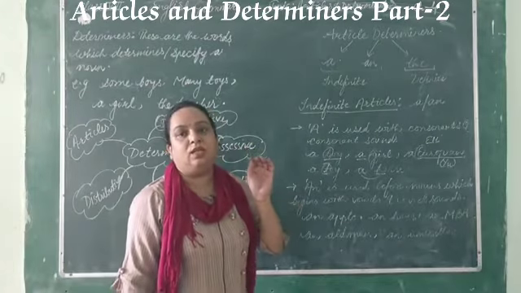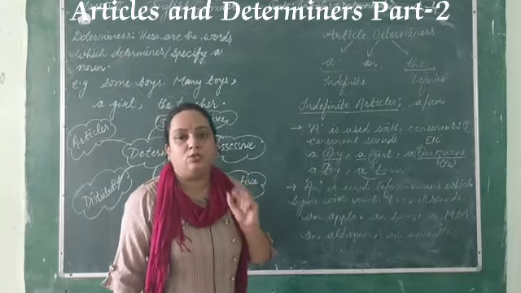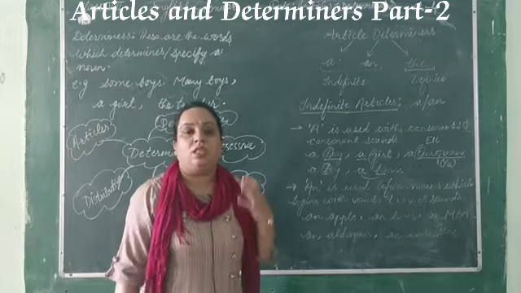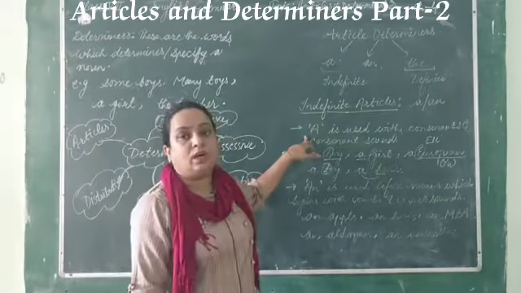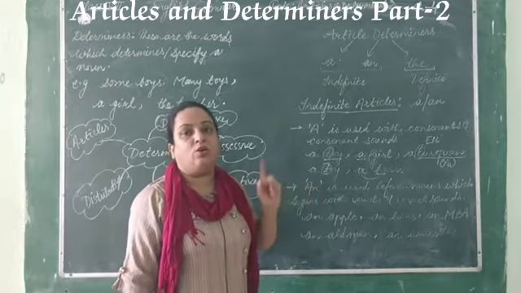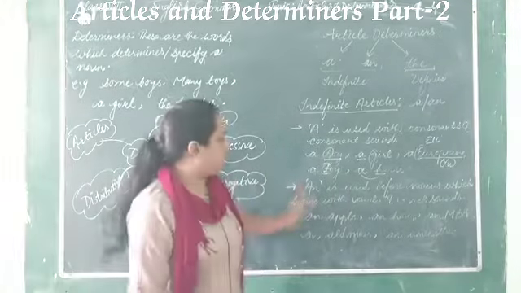So this is the use of a. Keep in mind that where the words and nouns have a consonant alphabet or consonant sound, there we have to use a. Again I am repeating, the consonant and consonant sounds, both we have to check.